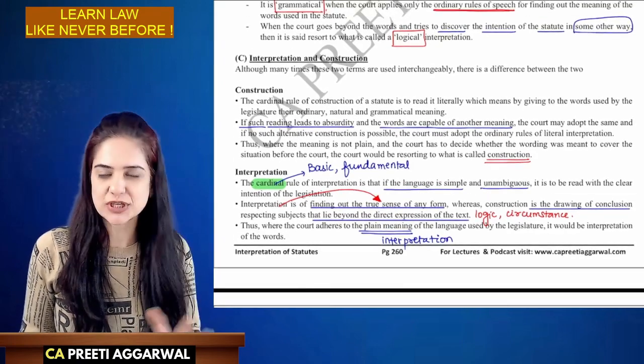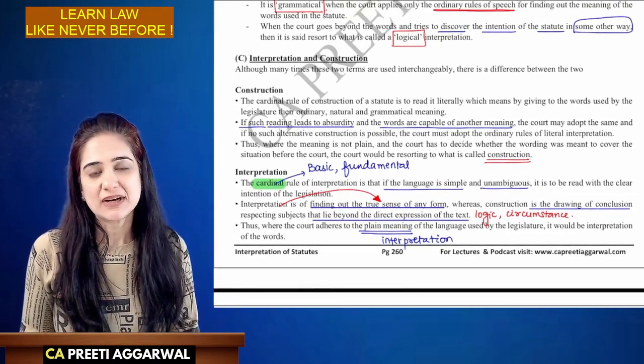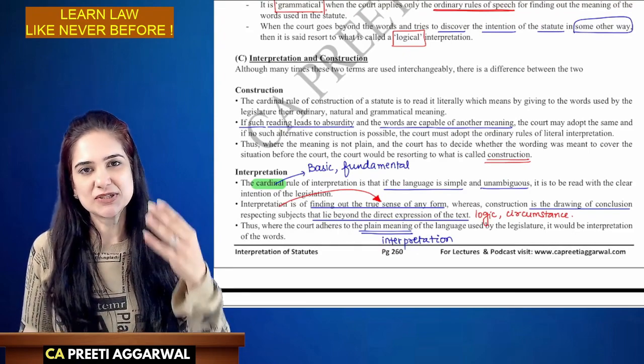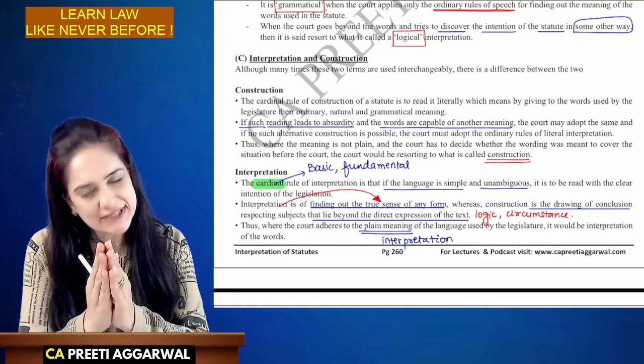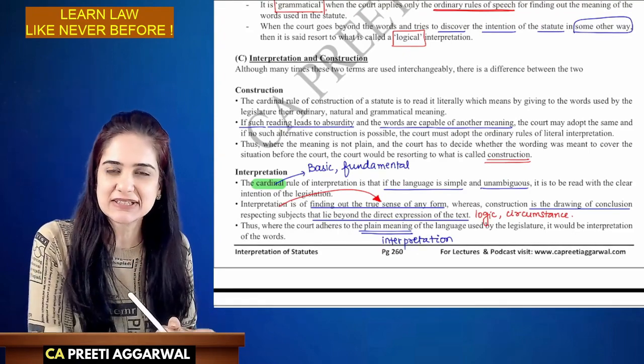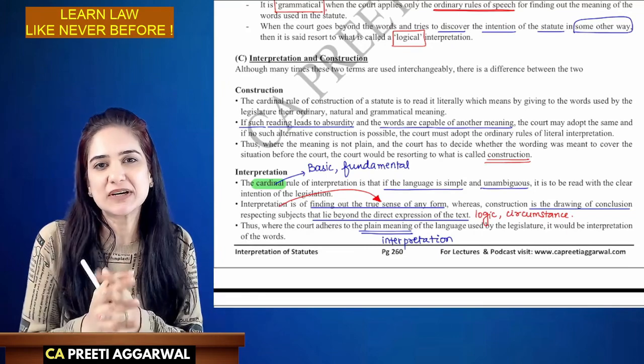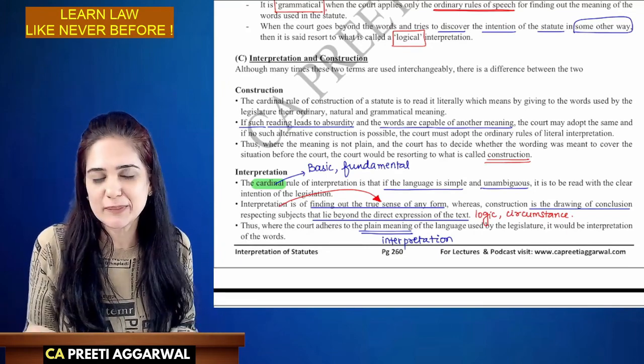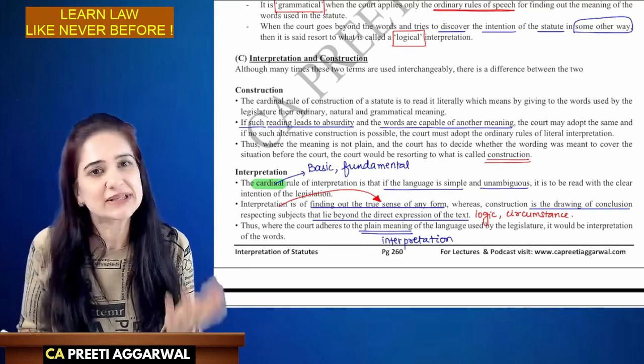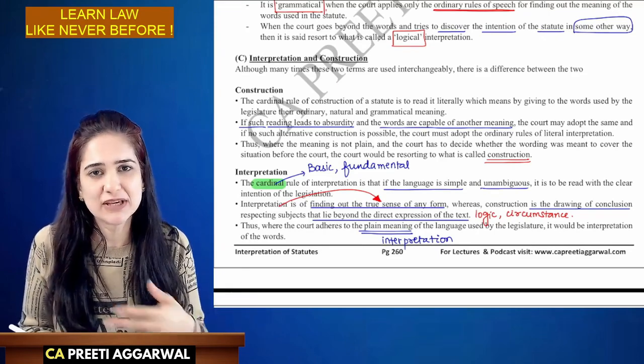"Ma'am, what if no such alternative is available?" That alternate interpretation is not available. Then you go with literal interpretation. Read the text as it is. Even if it is leading to absurdity, there is no alternative available. That's what law is. That is why the law keeps amending, no? We bring amendments.